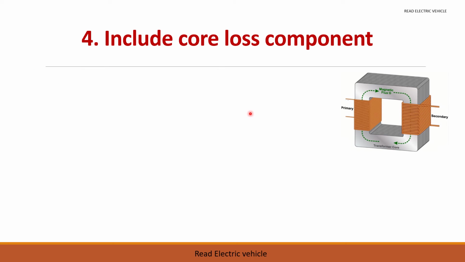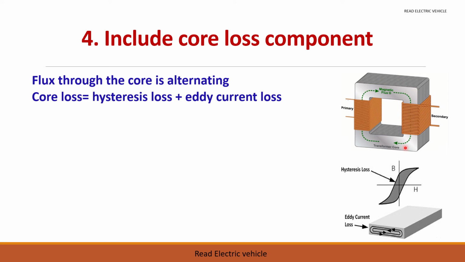Next, we have to include the core loss component. The core plays a major role in a transformer, and all the flux will be flowing through the core. Here the flux through the core is alternating. Because of that, we have two types of losses in a core. One is the hysteresis loss, the other one is the eddy current loss. Hysteresis loss is due to the magnetic property of the core. That is, if the loop is very small or it is a single linear line, the loss will be less. And the other thing is eddy current loss.